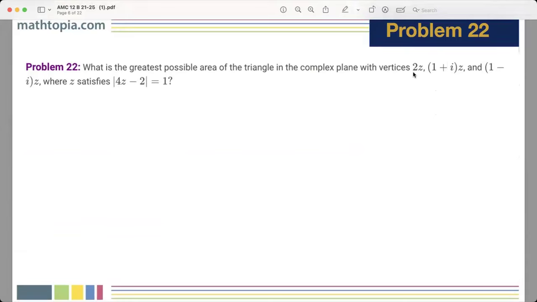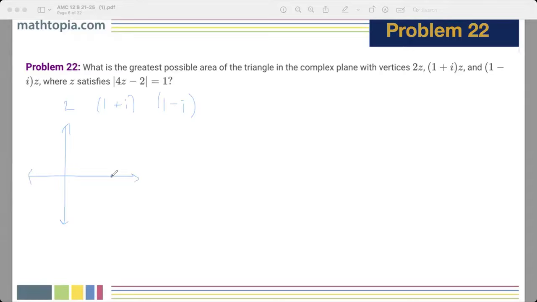So in this problem, we are using complex numbers. We can scale the triangle by a factor of 1 over z and just look first at the triangle with vertices 2, 1 plus i, and 1 minus i, and then worry about scaling it by a factor of z later, right? So first we look at this, we can draw the complex plane here.